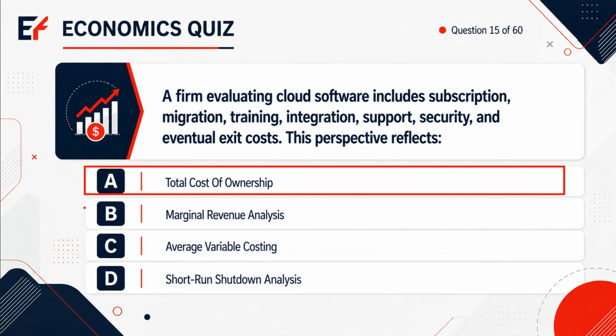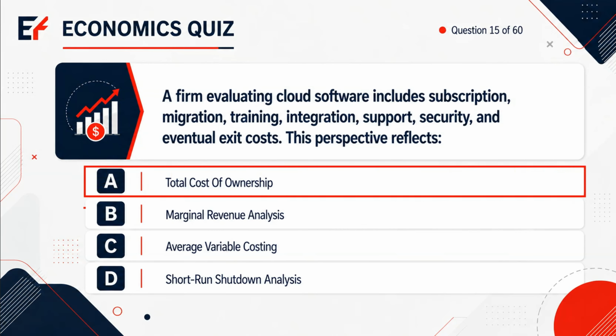Let's consider the full cost perspective. Total cost of ownership considers all relevant costs associated with obtaining, implementing, operating, supporting, securing, and eventually replacing or exiting a solution. In this case, the firm is looking beyond the subscription price to include migration, training, integration, support, security, and exit costs. Therefore, this approach gives a more complete view of the software's financial impact over time.